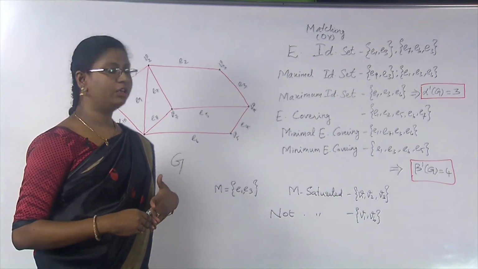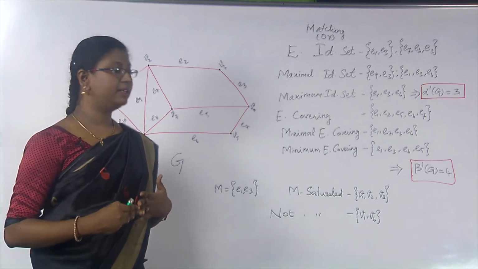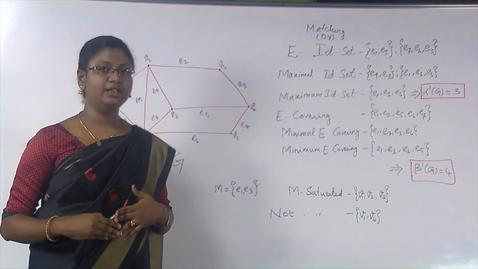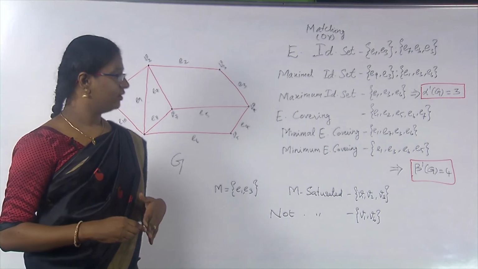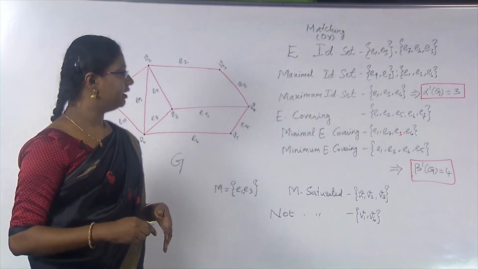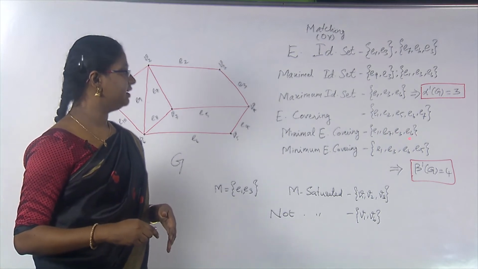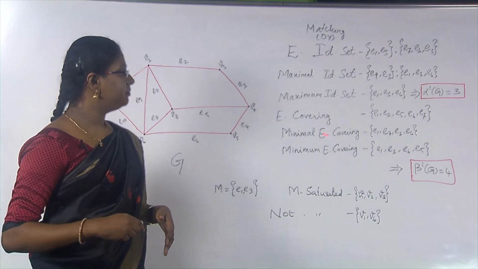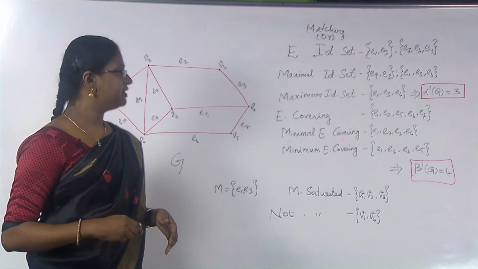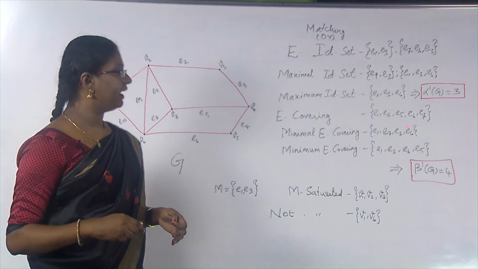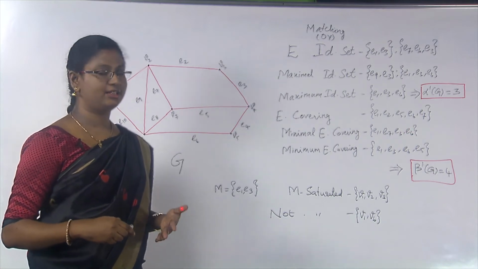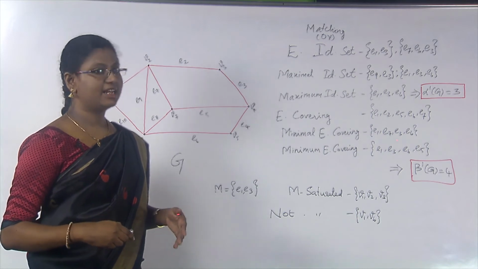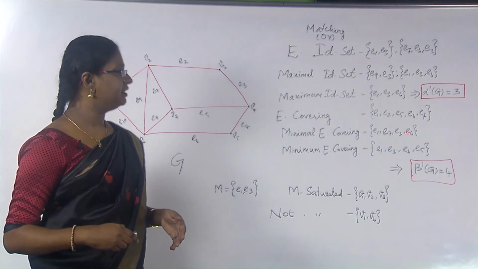So, here we are not going to bother about the maximal covering set or maximal covering number, whereas we are going to focus our attention on minimal edge covering. So, consider E1, E7, E3 and E6. By minimal, we mean that we cannot remove an edge from this set so that the resulting set is also an edge covering.